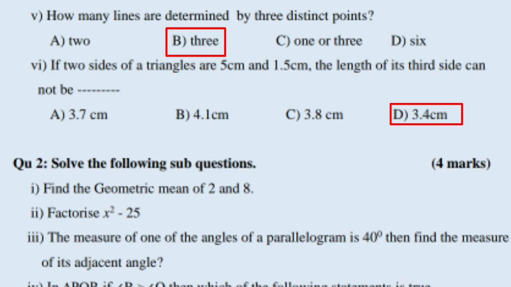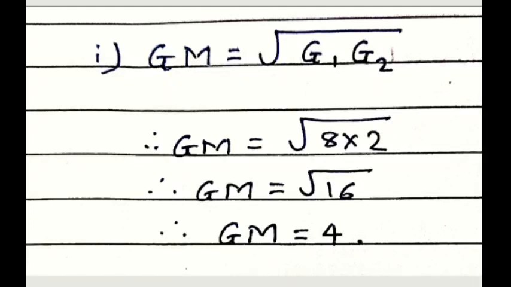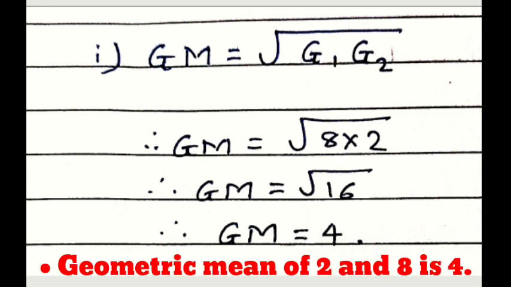Now next question, question 2. Solve the following sub questions. First question is, find the geometric mean of 2 and 8. So friends, we know the geometric mean is equal to under root g1 into g2, where g1 and g2 are those two numbers. So our geometric mean becomes under root 8 into 2, which is under root 16, and under root 16 is equal to 4. So the answer is the geometric mean of 2 and 8 is 4.